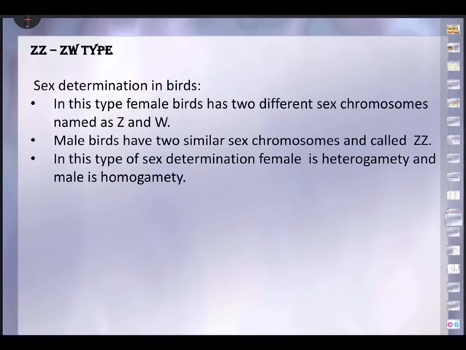So make a chart of sex determination in birds and just see what is the possible way and which chromosome will decide the sex.